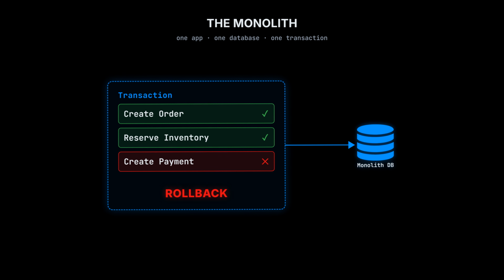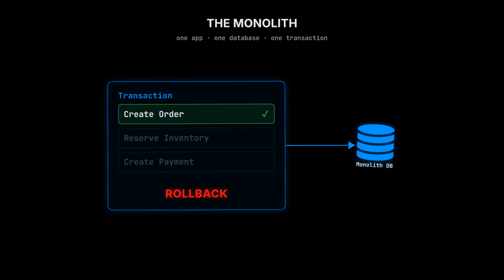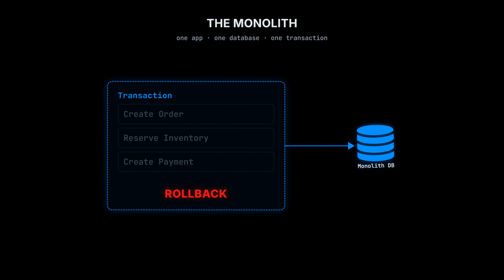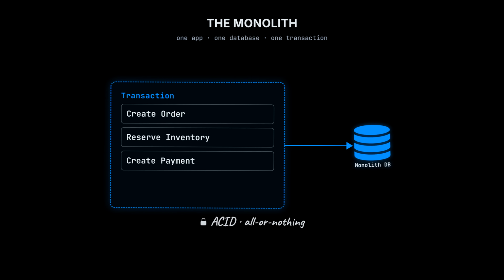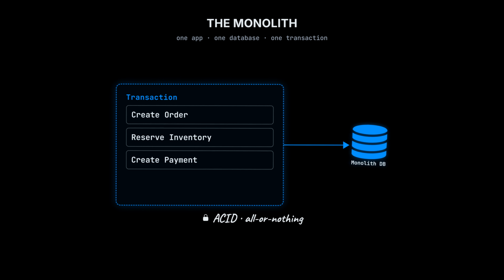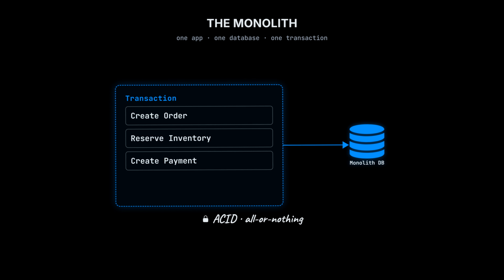But if anything fails, we roll back the entire transaction. Every change already made by order and inventory gets revoked, like the whole thing never happened. That is the gift of ACID transactions. All or nothing, handled for you, automatically. Remember this feeling, because we are about to throw it away on purpose.